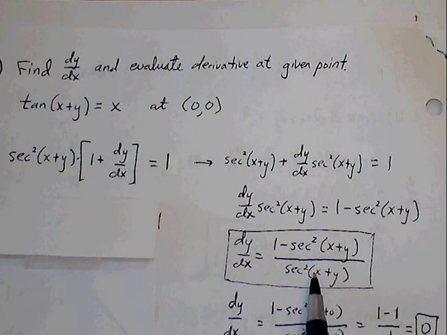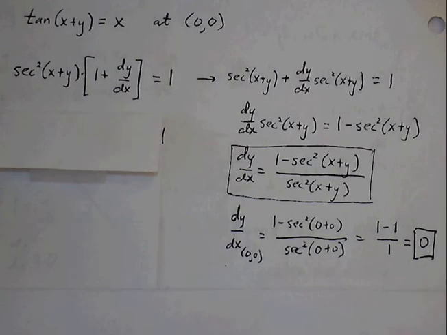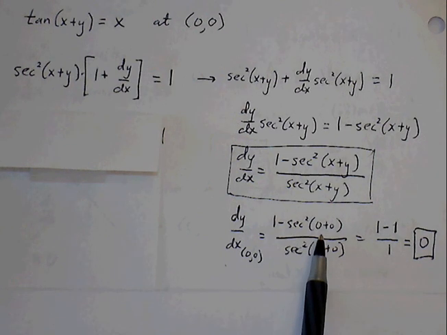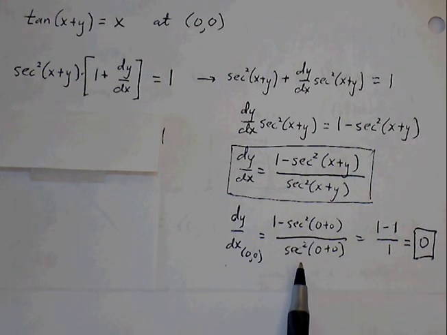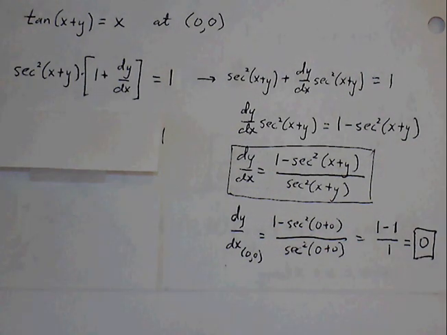Now we have to evaluate the derivative at a point. So we're now going to plug in 0, 0 into the derivative. Every x we see, we replace with 0. Every y we see, replace with 0. So secant squared of 0 is going to be 1. Secant squared of 0 is also 1, so 1 minus 1 over 1 is 0 over 1, or 0.